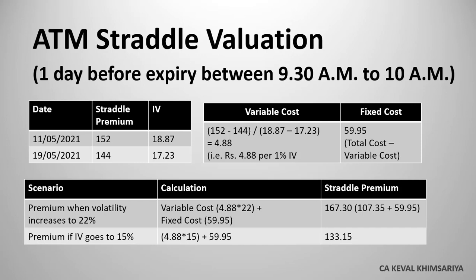So now all this calculation was one day before expiry between 9:30 AM to 10 AM. So you will have to do this exercise for different time frames and different days. So one day before expiry from 10 AM to 10:30 AM. 2 days before expiry, 1 PM to 1:30 PM. So this is so on. We'll have to calculate the straddle premium for different time frames.